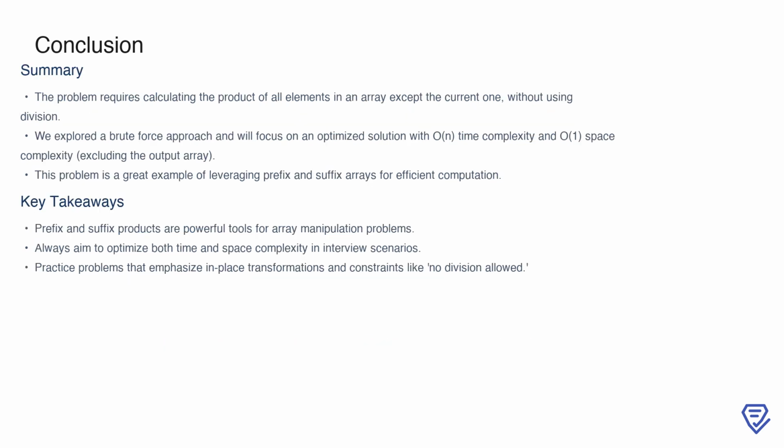Great job following along. To summarize, we tackled the product of array except self problem by using prefix and suffix arrays for an efficient O(n) solution. Remember, this problem is a fantastic exercise in optimizing solutions under constraints.